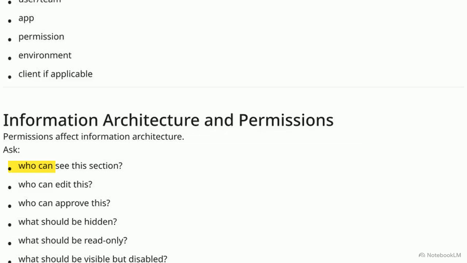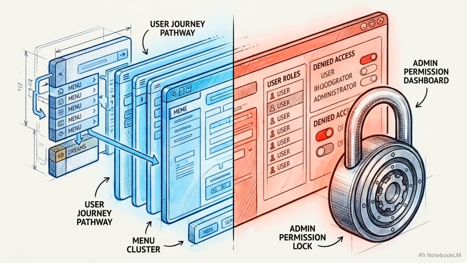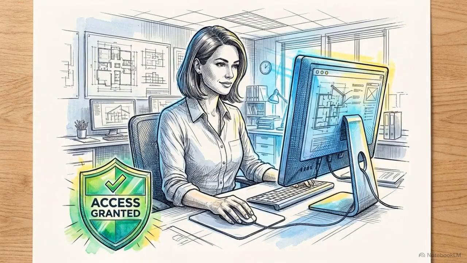User identity dictates what they can see, edit, or approve. Notice the stark warning below: you cannot rely on front-end hiding. True architecture requires back-end enforcement of those permission barriers. Visible navigation and invisible permissions act as the dual traffic controllers of a product. Together, they ensure users only interact with information relevant and safe for their role.